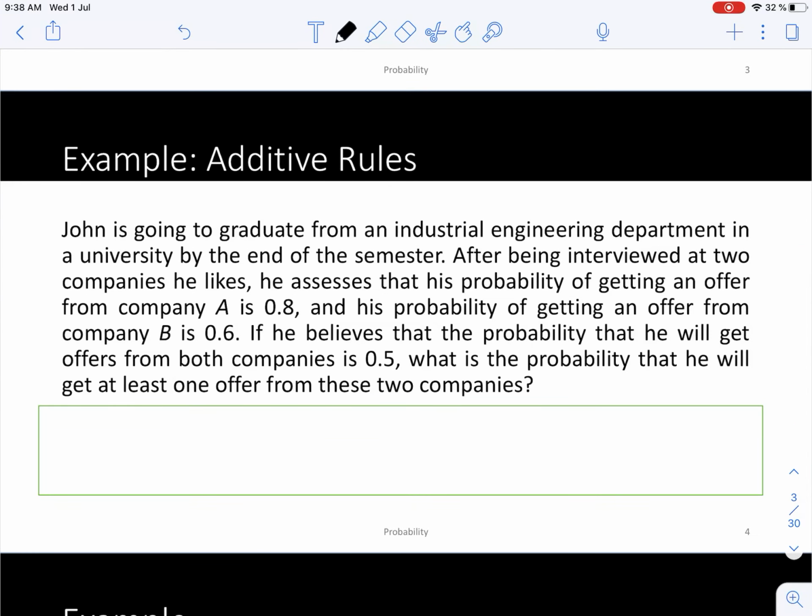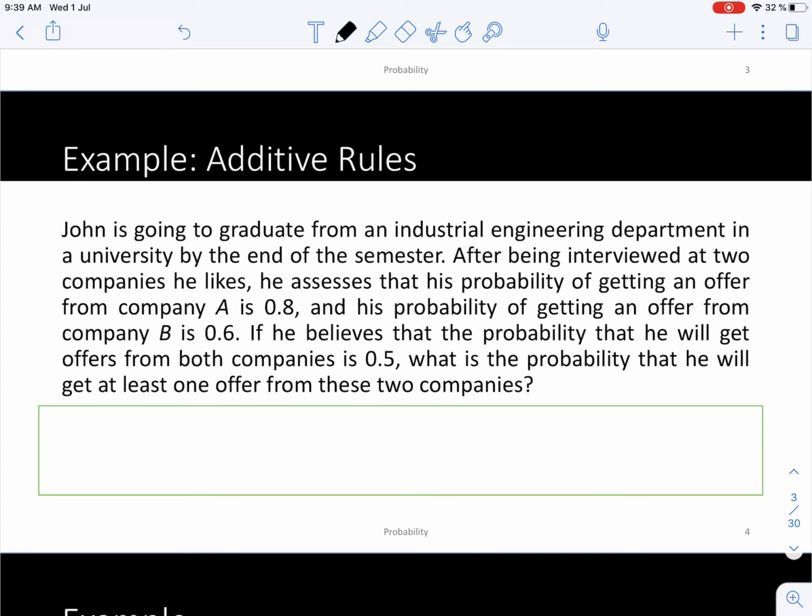Let's check an example. John is going to graduate from an industrial engineering department in a university by the end of the semester. After being interviewed at 2 companies he likes, he assesses that his probability of getting an offer from company A is 0.8 and his probability of getting an offer from company B is 0.6. If he believes that the probability that he will get offers from both companies is 0.5, what's the probability that he will get at least one offer from these 2 companies?